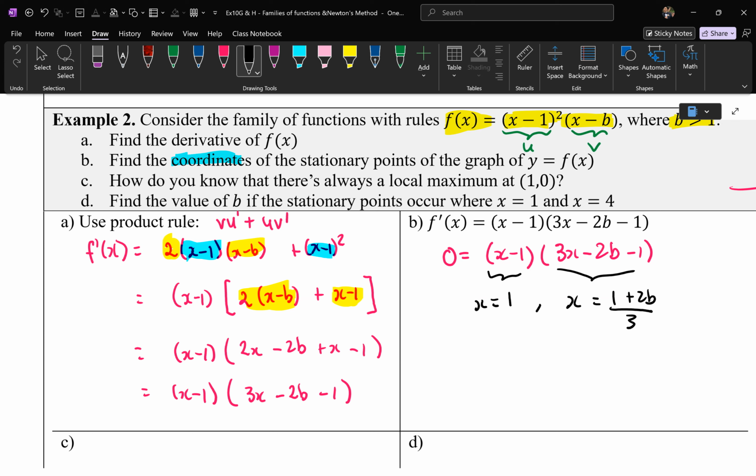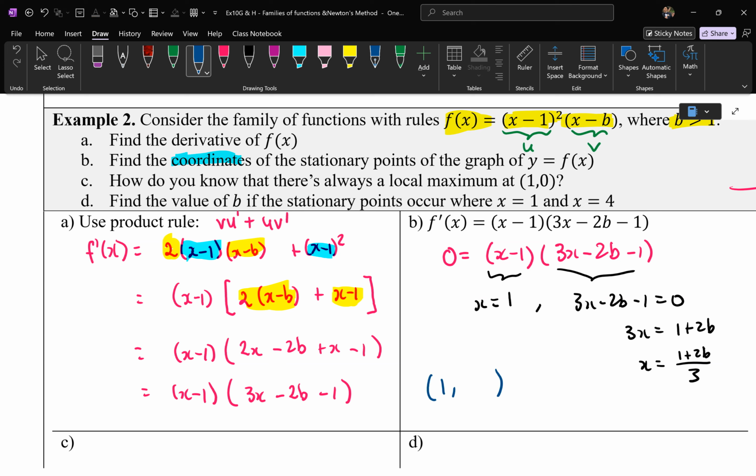Have I skipped too many steps there, or are you all right? I'll let that equal 0, and I move the 1, move the 2b, and then divide both sides by 3. I'm going to do it slowly. 3x minus 2b minus 1 is equal to 0. 3x is equal to 1 plus 2b, and then x equals 1 plus 2b on 3. Does that make sense? I'm using the null factor law: something times something equals 0 means one of them has to be 0. That's how we got x equals 1, and that's how we got x equals 1 plus 2b on 3. To find the y coordinates, when x is 1, how do you find the y coordinates?